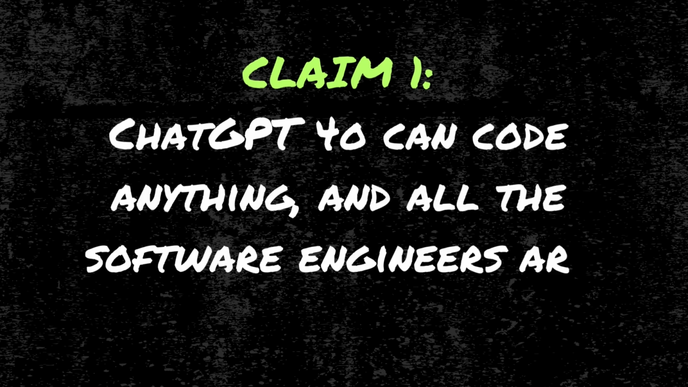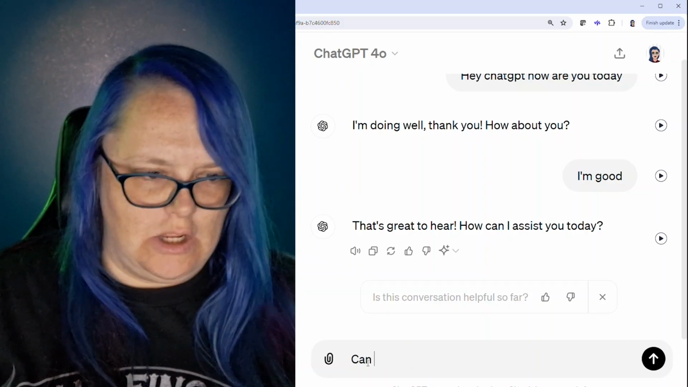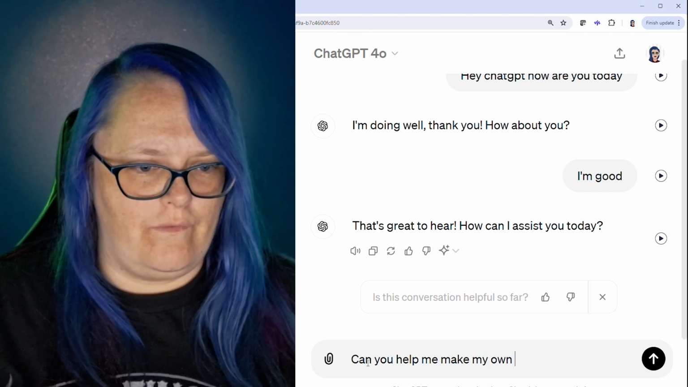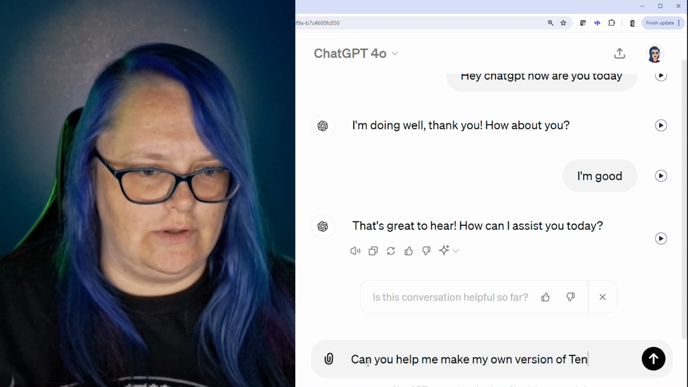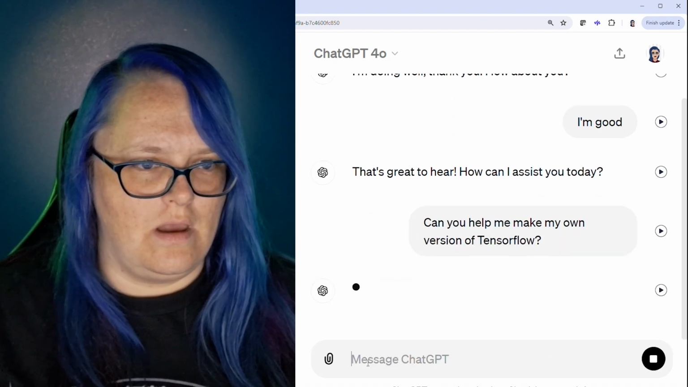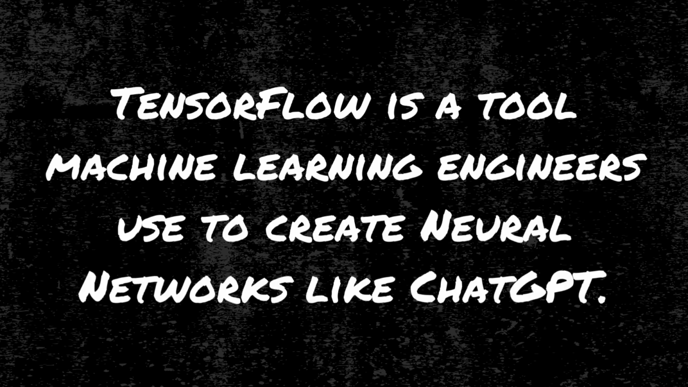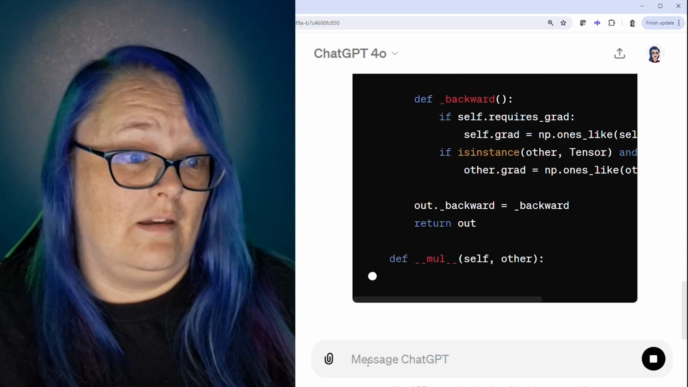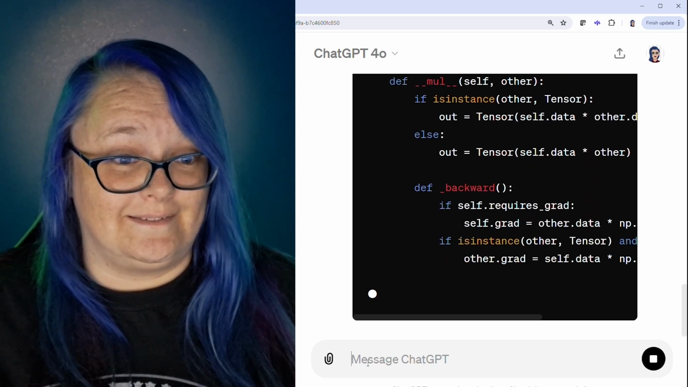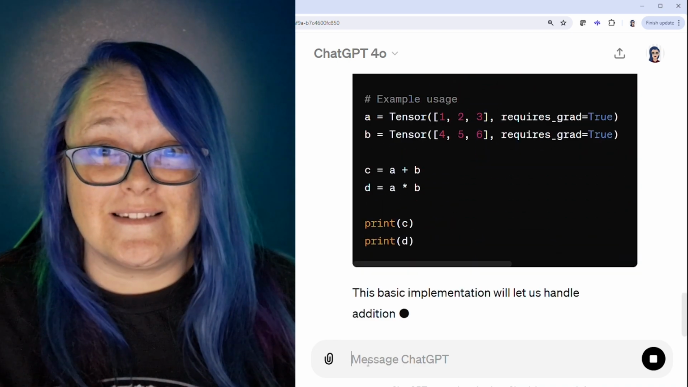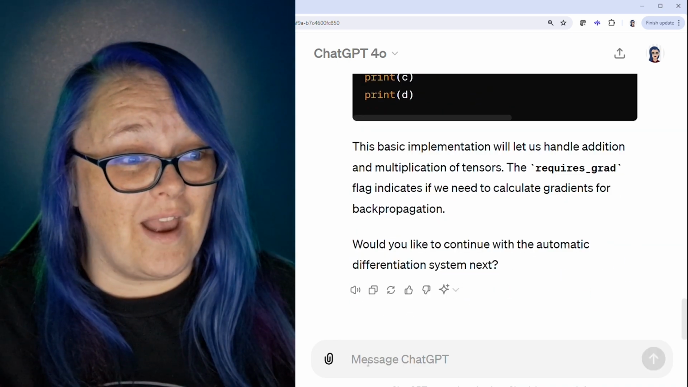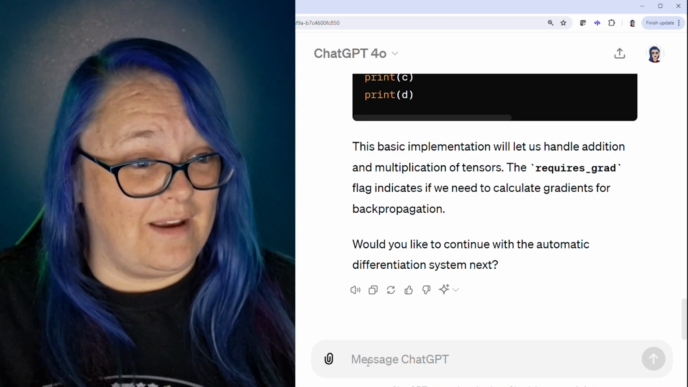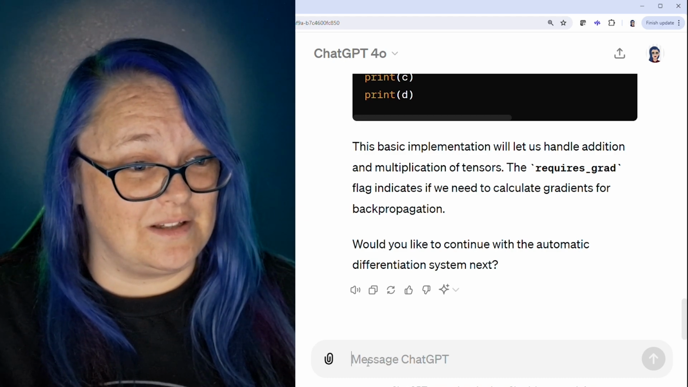Okay, let's do this. Can you help me make my own version of TensorFlow? Damn, son! Okay. Would you like to continue with the automatic differentiation system? Yes, I would.